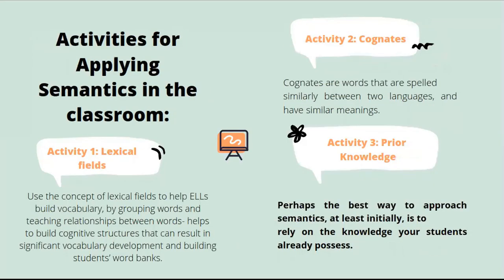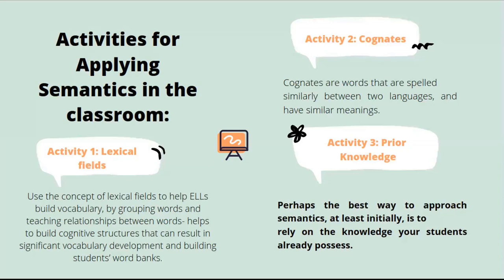We also found activities for applying semantics in the classroom. The first activity is called lexical fields. Use the concept of lexical fields to help build vocabulary by grouping words and teaching relationships between words. It helps to build cognitive structures that can result in significant vocabulary development and building a student's word bank. The second activity for applying semantics in the classroom is called cognates.